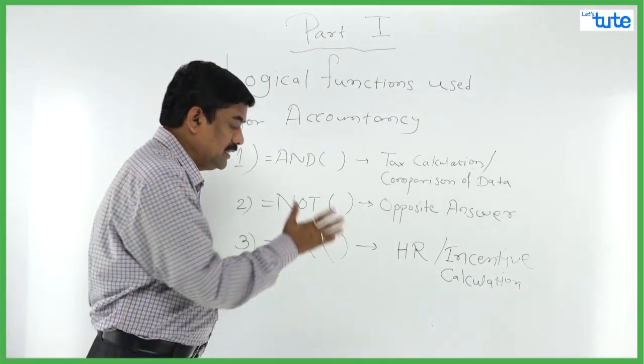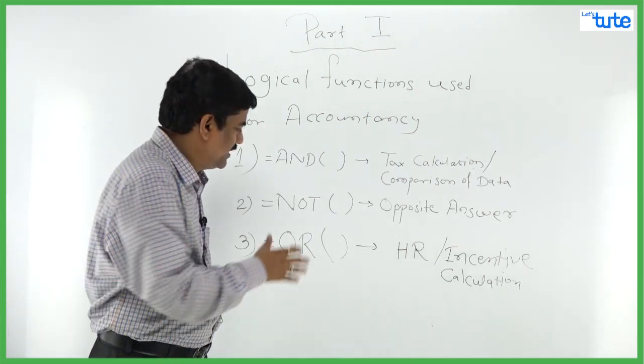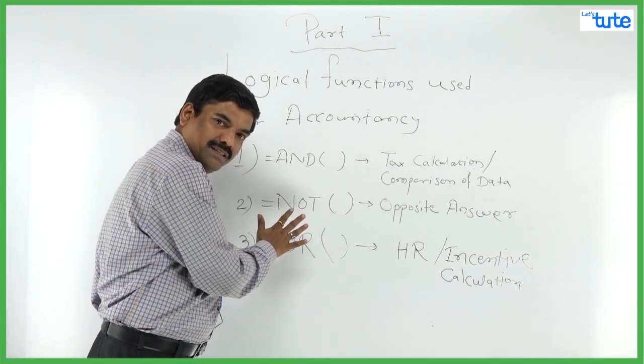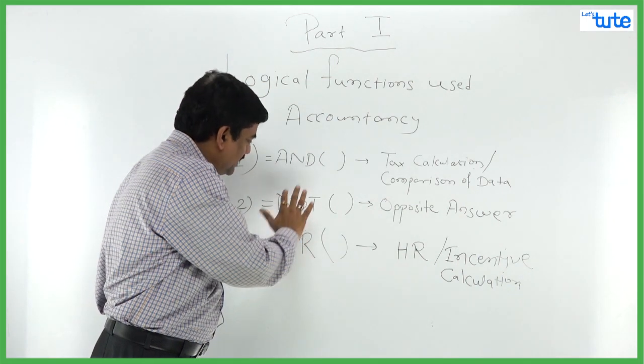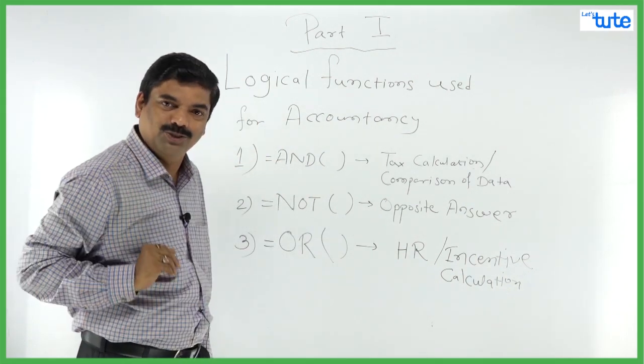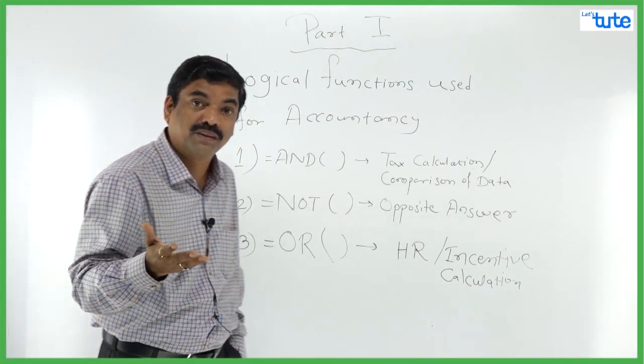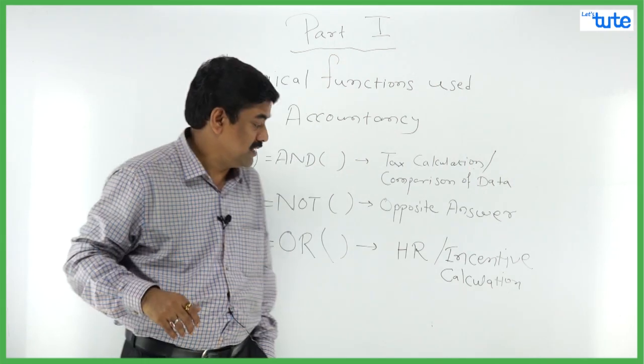Next one is the NOT command. This is always opposite. If the condition is satisfied, their answer is true, then this command will say the answer is false. Always opposite. This command is more useful for comparison of data purposes.